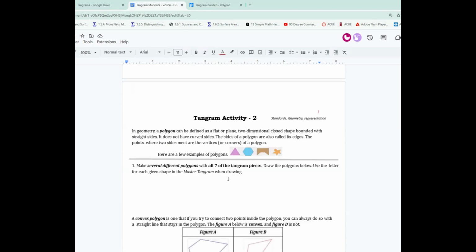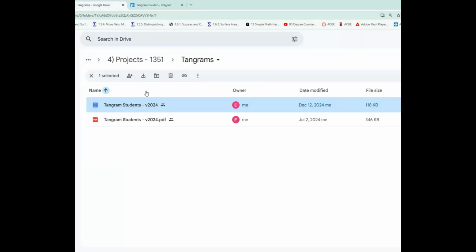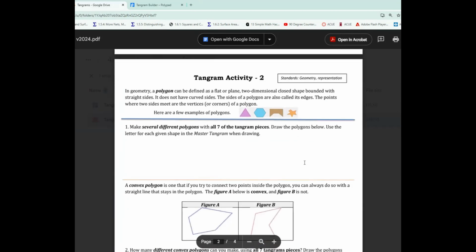I don't know if somebody is pressing enter, because it's not supposed to be down here. I don't know why it changed all the things. Let me see. Maybe I can do the PDF. There we go. This is much better.